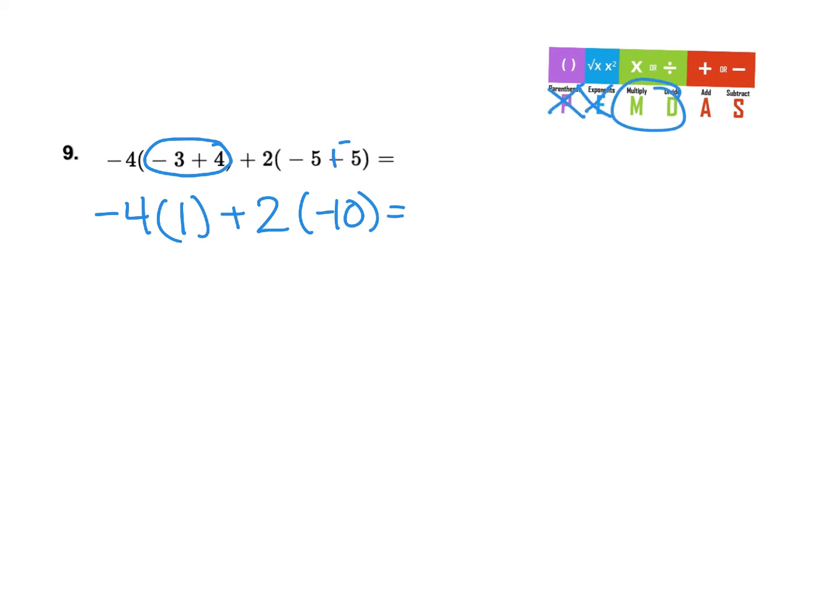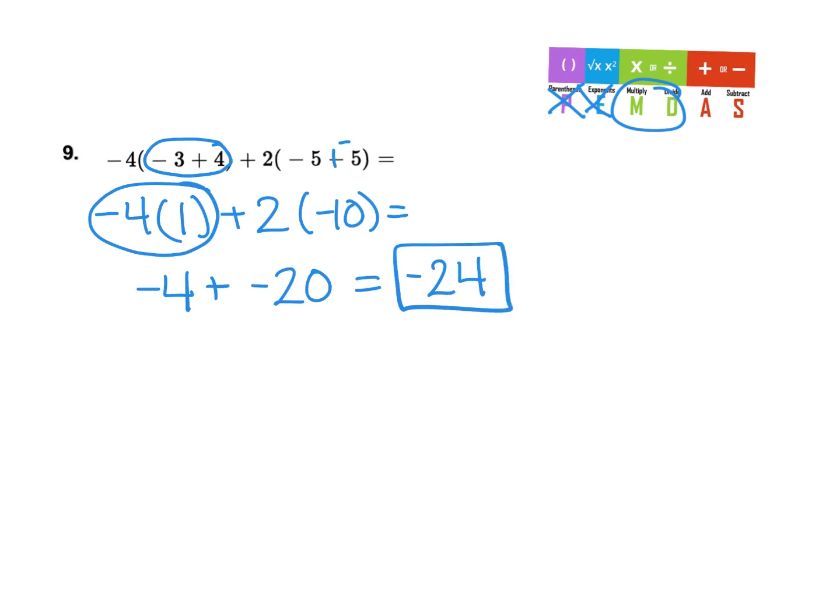So now let's do our multiplication here. So we've got negative 4 times 1 is negative 4. And then 2 times negative 10 gives us a negative 20. All right, so negative 4 plus negative 20 will give us a negative 24.